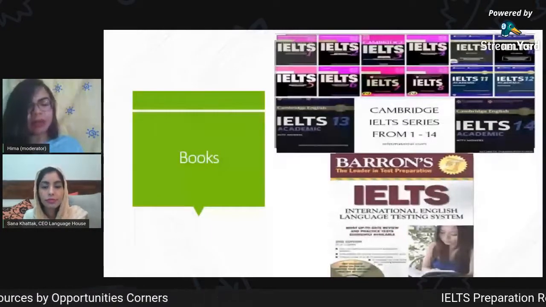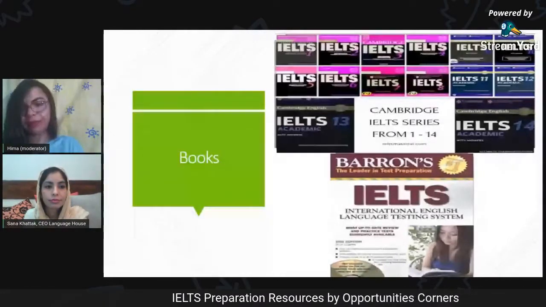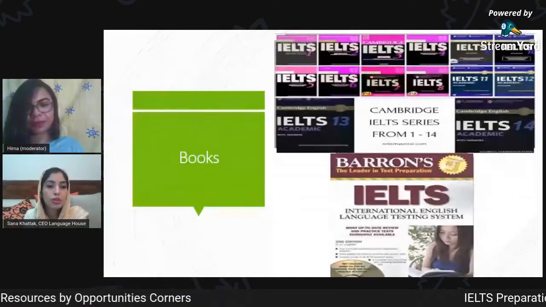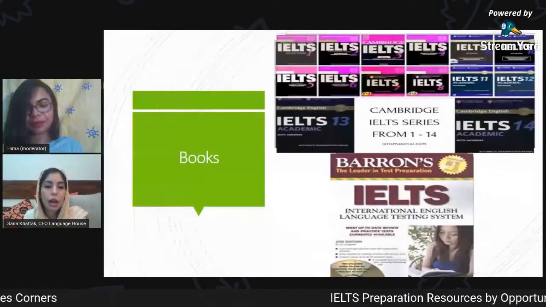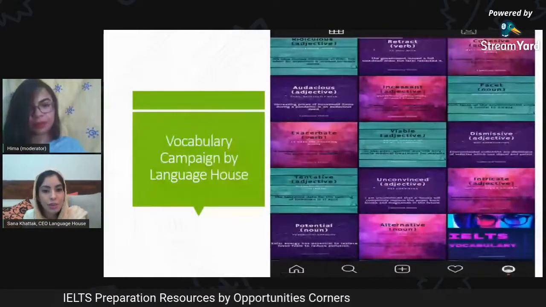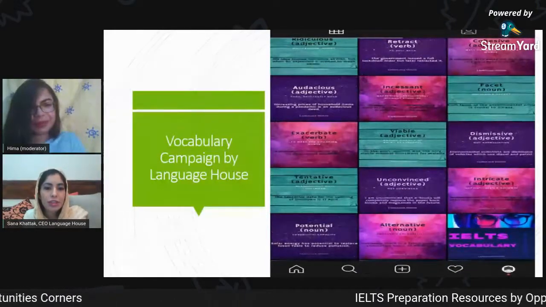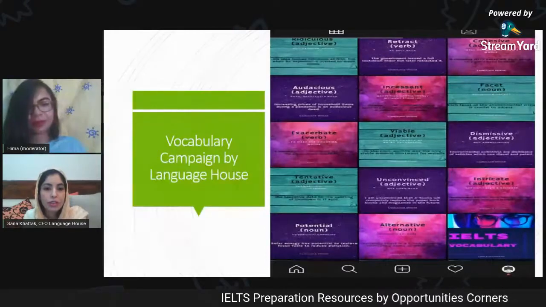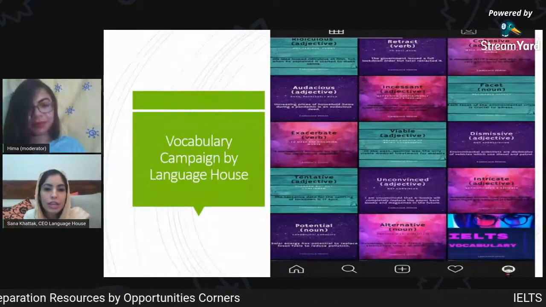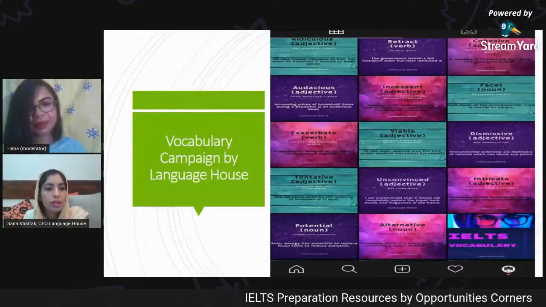Perfect. Sana, tell us about some resources of Language House and how can we benefit from them? Well, that's a very good question because I really wanted to share that nowadays there is a very good campaign of vocabulary going on with the Language House. Thank you so much for the slides. And as you can see, this is a very interactive page that we have on Instagram. It's really colorful, pleasing to the eyes, and on each square you see a new word. That's our IELTS vocabulary campaign.